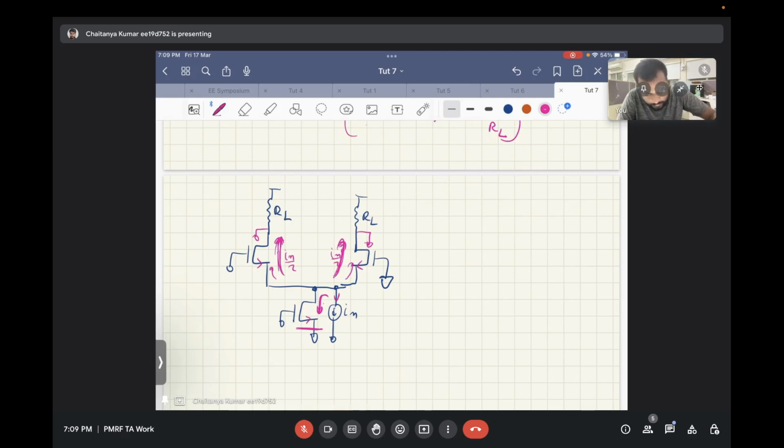Correct? Yes, sir. And the same IN by 2, since there is no other path for this IN by 2 to flow, will flow through this transistor. It will flow through this transistor, and this will be IN by 2. This will be IN by 2.